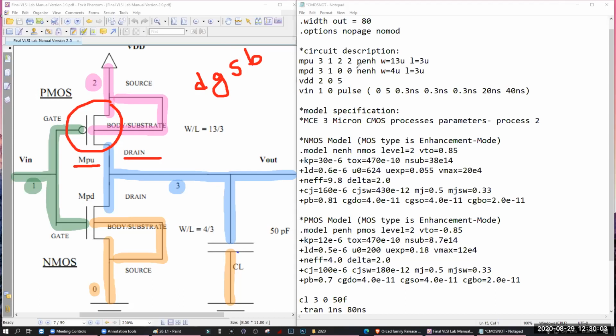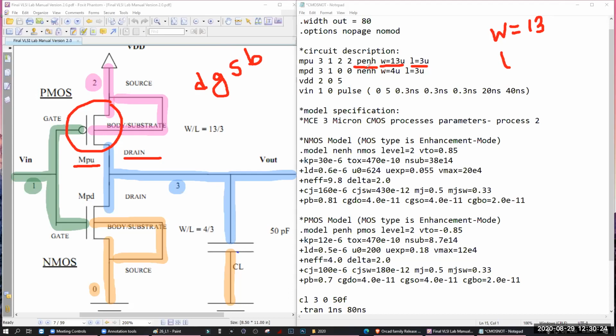Okay. Space PENH, because it is a P MOSFET, right? This is a P MOSFET, that's why PENH. Then space W is equal to 13, L is equal to 3. What is this? This is the width and length. Width is BENH, you say? P MOSFET, P type and N type.